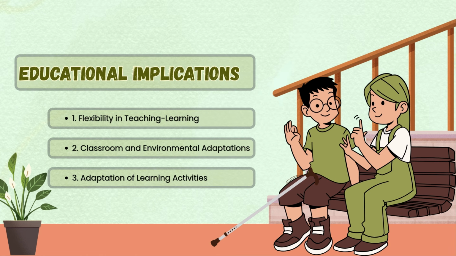Classroom and environmental adaptations. Depending on the learner's needs, adaptations may include accessible entrances and pathways, appropriate seating and desk arrangements, sufficient space for movement or mobility aids, accessible toilets and other facilities, suitable height and positioning of learning materials.